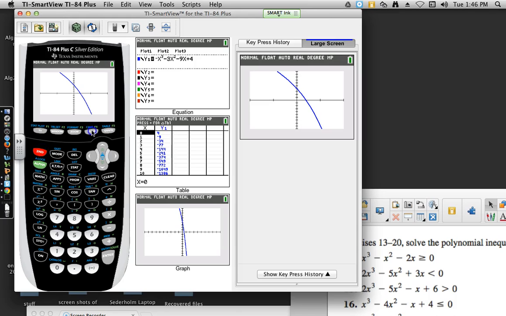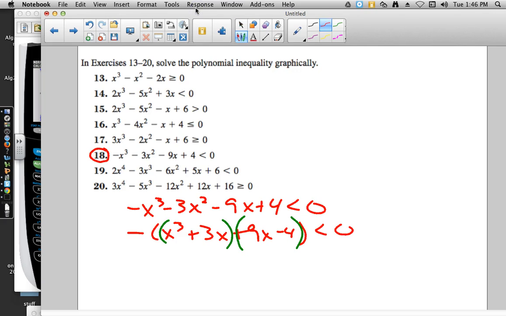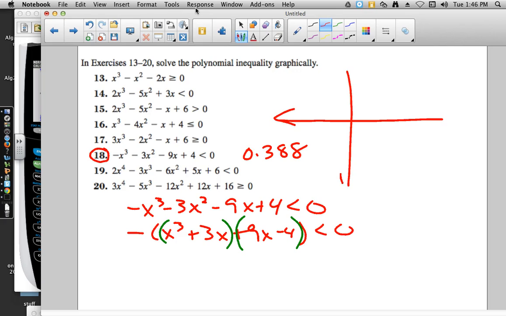So second trace, number 2, and I want to get Blinky above and to the left and press enter, and then we're going to right arrow till he's below and to the right, and then enter through guess. And Blinky says we are at 0.388 approximately. All right, so here's what we saw graphically.